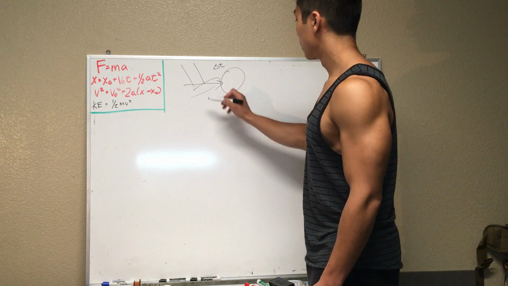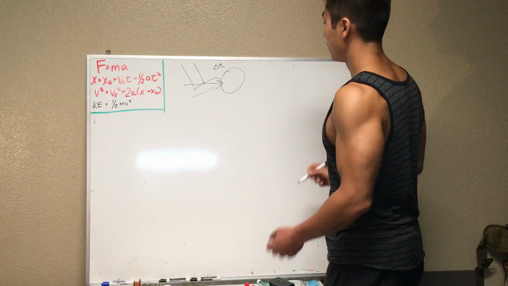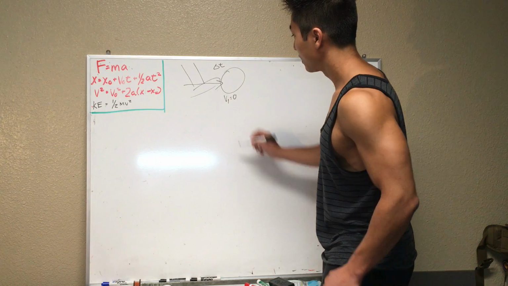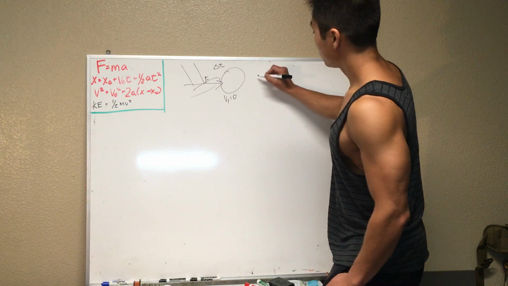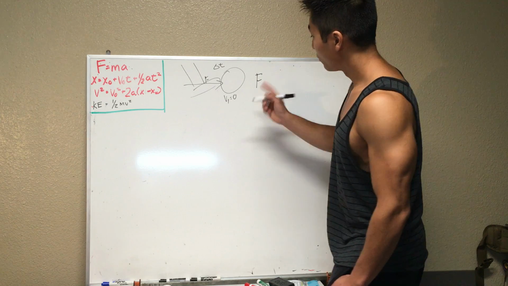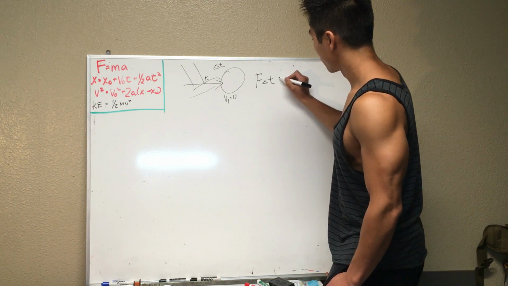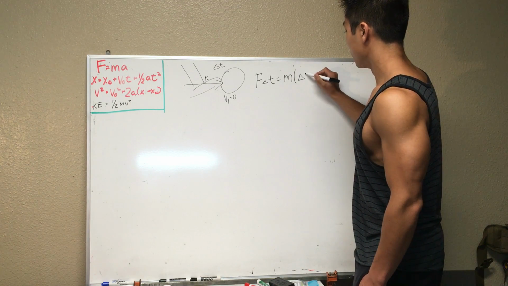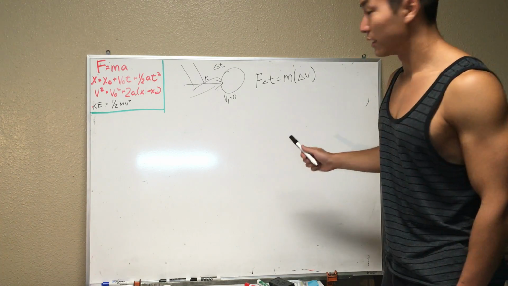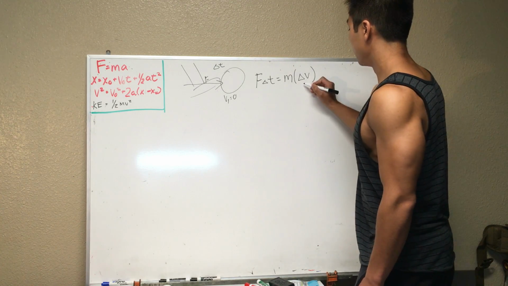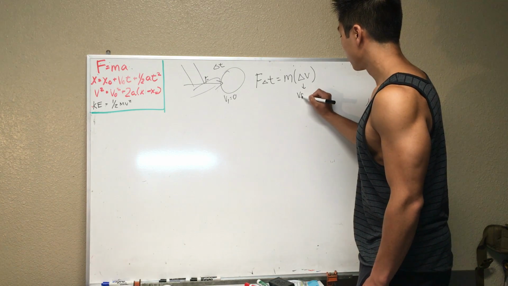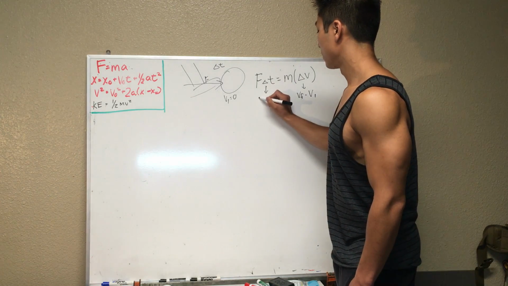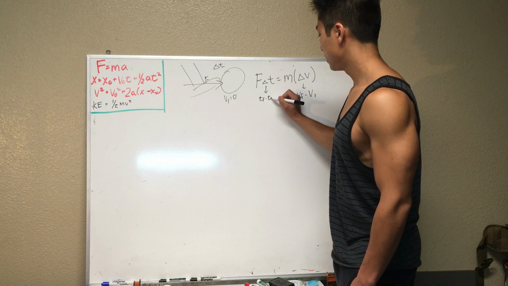If this leg exerts a force onto this ball, which was at rest at once, so we could say our initial is 0, and we have a small change of time, and this is going to be a force. We say that force multiplied by a small change of time equals mass times a change in velocity. So this change in velocity, if our initial was 0, is v final minus v initial, and our change in t is t final minus t initial.